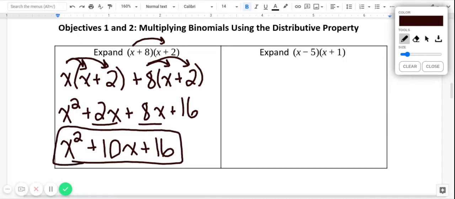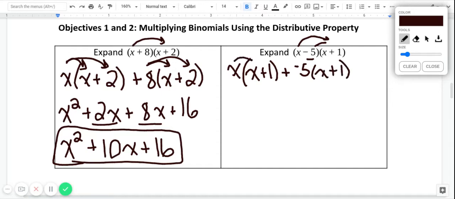Now let's look at this term. So we're going to apply this x to this whole term and this 5 to the whole term. So we're going to take x, or excuse me, the negative 5. Don't forget this is negative here. So we're going to apply a negative 5 to that whole term. So it's going to be x times x plus 1, plus a negative 5. Plus negative 5 times x plus 1.